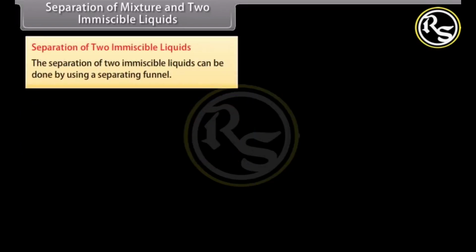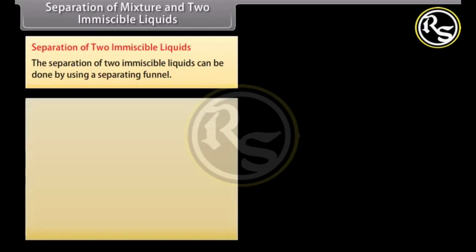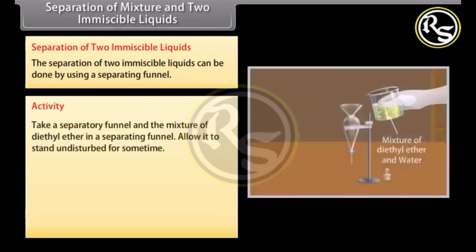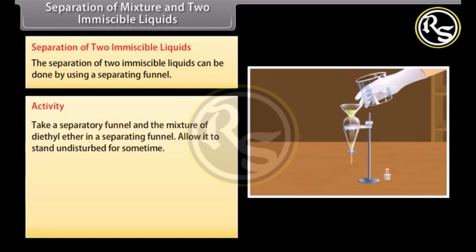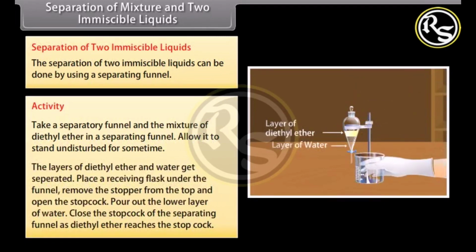The separation of two immiscible liquids can be done by using a separating funnel. Activity. Take a separatory funnel and the mixture of diethyl ether and water in a separating funnel. Allow it to stand undisturbed for some time. The layers of diethyl ether and water get separated.